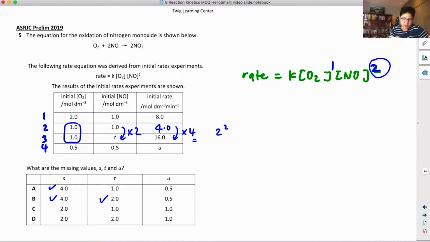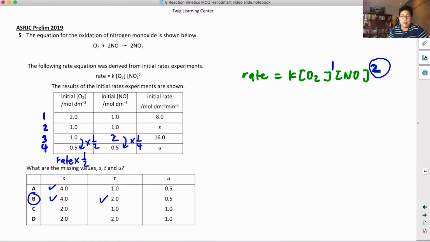Maybe you just finish up the last one. We know the answer is B already, but maybe we just try to do the last one. Maybe I just put T as 2. All right, never mind, it's fine. So from here to here, I halve it. Can you see that? I halve it. From here to here, in fact, what's happening is I multiply by 1/4. So when you halve the concentration of O2, the rate will halve.